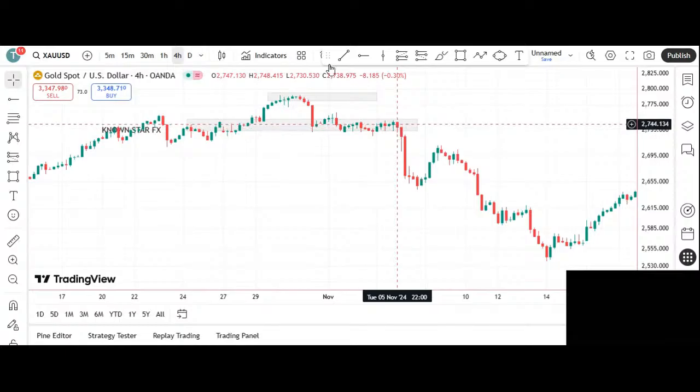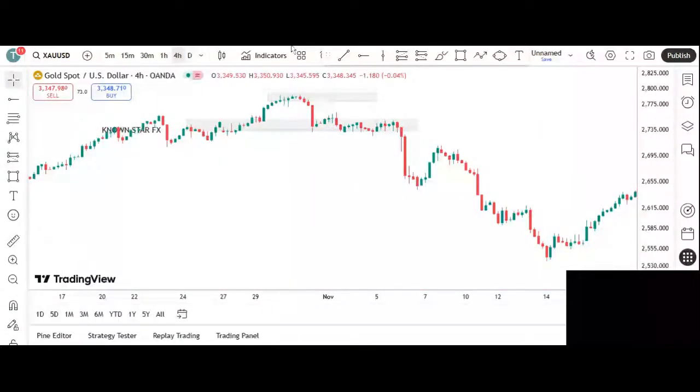What are we supposed to have done from here? Are we supposed to have bought from here or sold? I need an answer in the comment section. Were we supposed to have bought or sold?